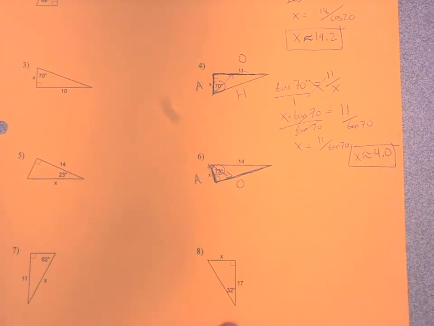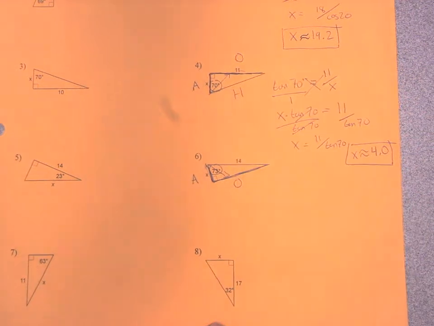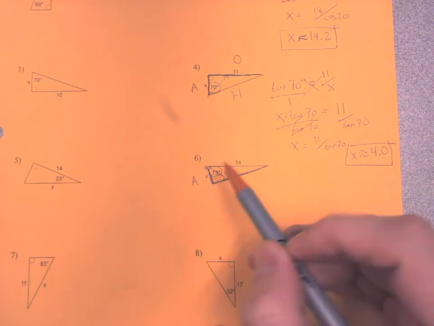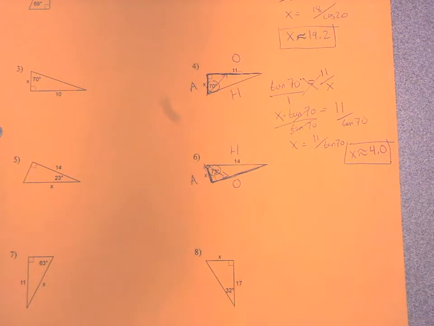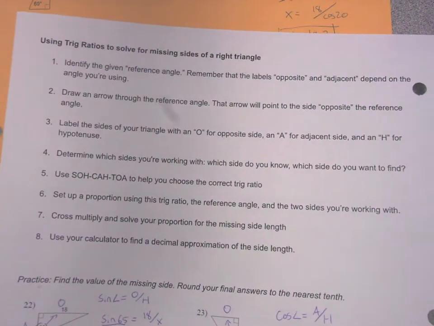So those are the two legs. The other side, the third side here, that's not one of those two legs, is the hypotenuse. Okay? The two legs form the 90-degree angle. The other side is the hypotenuse. Okay, so that's, again, in our little steps here, steps 1 through 3.